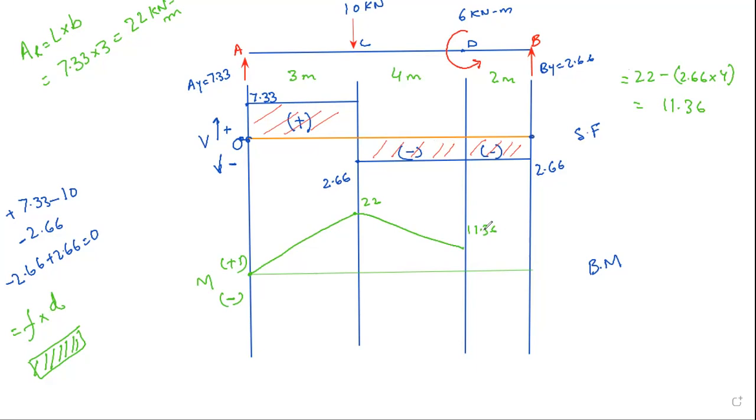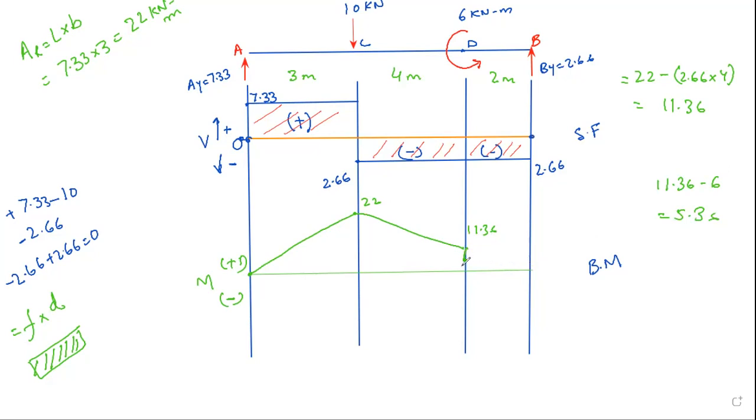Then we have a counter moment. We remember the assumption we said, that we have to assume it negative. So 11.36 minus 6 will be 5.36. So 5.36 will be positive and it will act here.